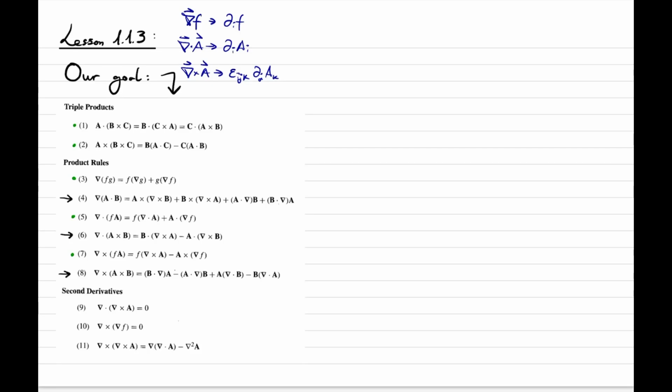So today we'll finish the product rules, and you can see the green dots. They are the properties that we have already proven, and today we'll see number 4, 6, and 8. And I've written here as a reminder what are the translations of the gradient, divergence, and curl into index notation.